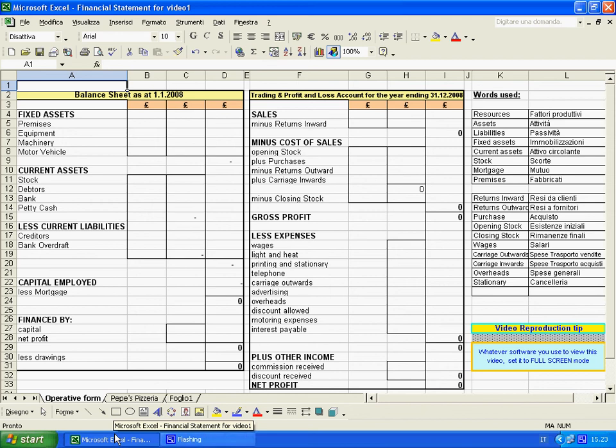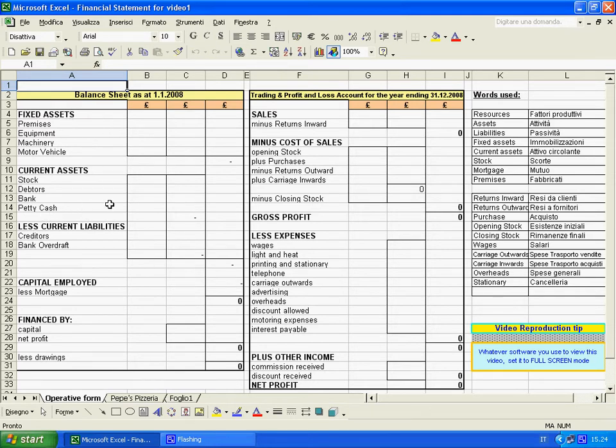We want to present you the way a business can be started up. At first, the founders have to understand very well what are the resources that are needed to operate. Resources are usually called assets, and these assets in every business are divided into different categories.